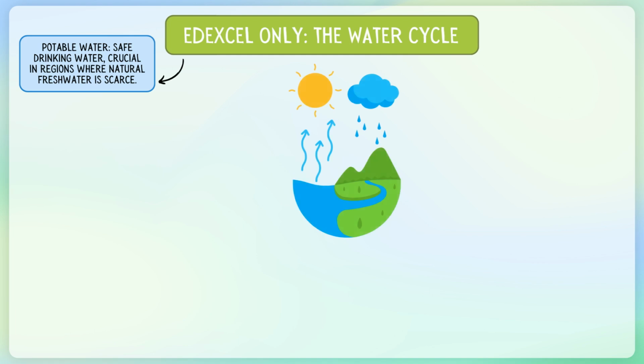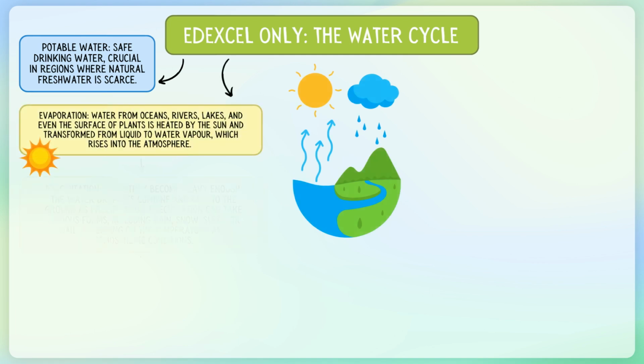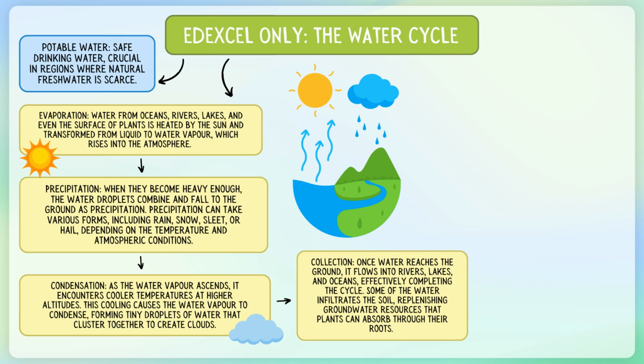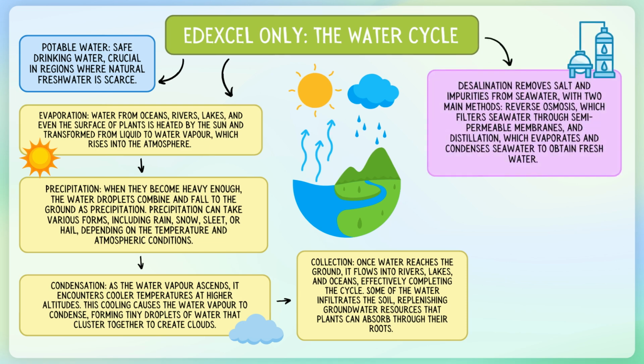stages of the water cycle, including evaporation, precipitation, condensation and collection. We examined traditional water collection methods, like rainwater harvesting and reservoirs, and discussed their limitations during extended droughts. This led us to consider desalination as a reliable alternative for producing drinkable water. Desalination removes salt and impurities from seawater with two main methods: reverse osmosis, which filters seawater through semi-permeable membranes, and distillation, which evaporates and condenses seawater to obtain fresh water.